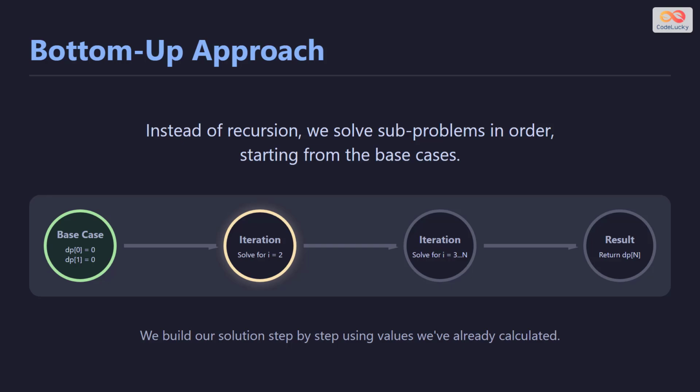Instead of using recursion, which can be slow due to repeated calculations, we will use a bottom-up approach. We start at the base of the stairs and calculate the cost for each step in order, using the values we've already computed to solve the next one.